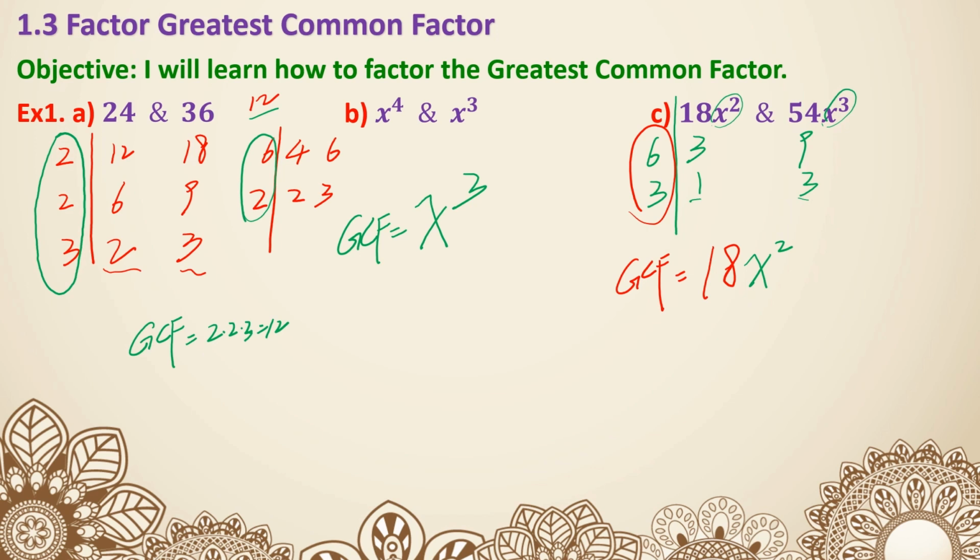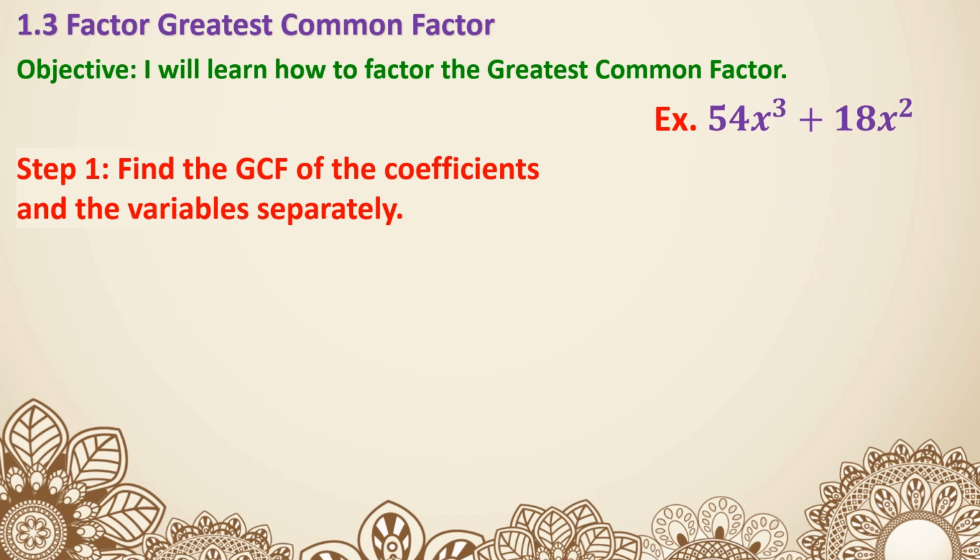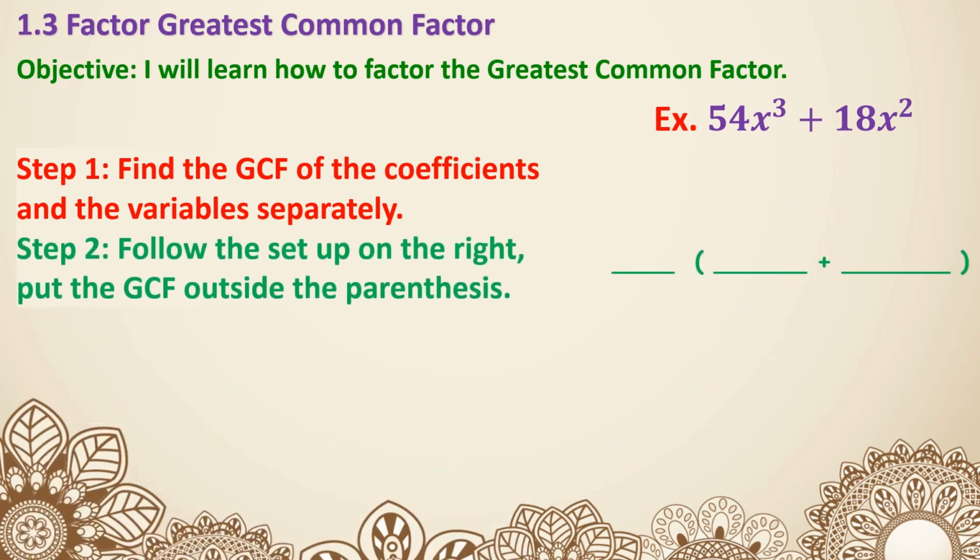Now let's actually use the GCF to factor. Here we go. Step 1, you are going to find the GCF of the coefficients and the variables separately. And that's exactly what we did. For the variables, we found it's going to be x squared. For the numbers, we found it's going to be 18. So the GCF is 18x squared. After we found the GCF, second step, follow the setup on the right, put the GCF outside the parentheses.